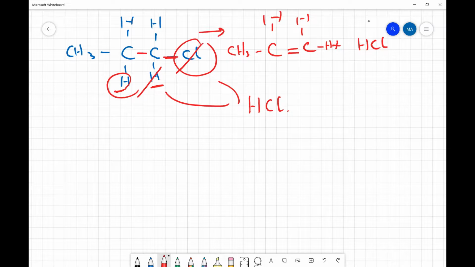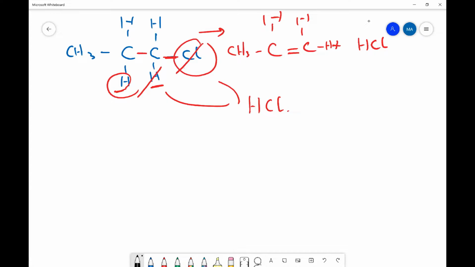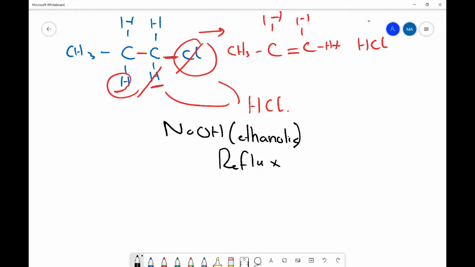And the conditions for this reaction are NaOH ethanolic with reflux. If you remember, while performing the nucleophilic substitution reactions, for the displacement of Cl with OH, NaOH used to be the reactant, right? But in that case, NaOH was aqueous. For elimination reaction, the NaOH that you use is ethanolic. This is the difference here.